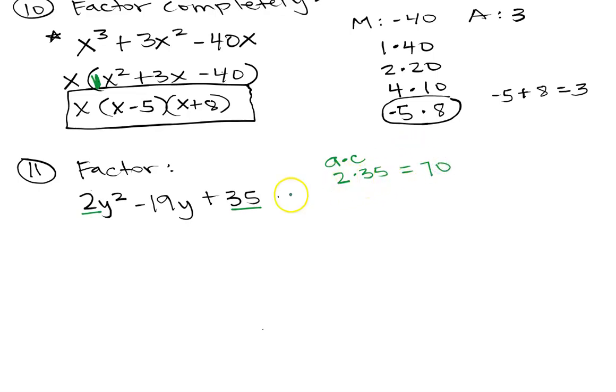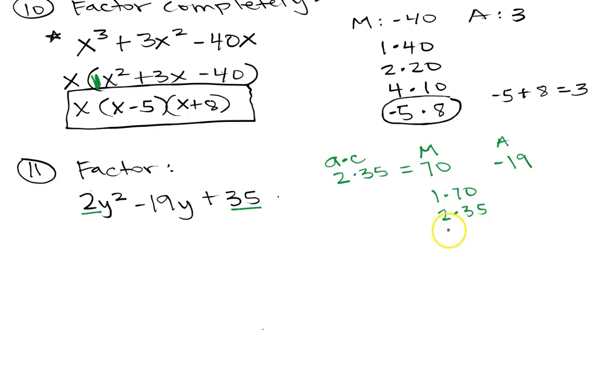So now, instead of asking what multiplies to 35, I have to make sure I include this 2 here. So I multiply those together and get 70. So what multiplies to be 70 and adds to be negative 19? Again, just list out all the possibilities if you need to. All right, so it's 1 times 70, working organized, 2 times 35.